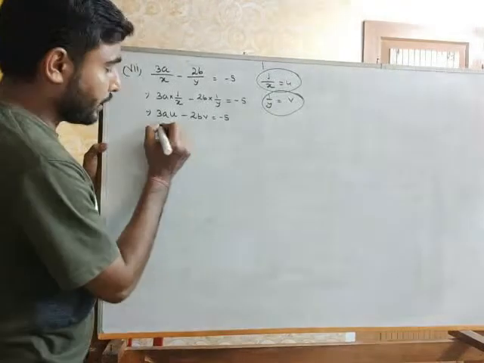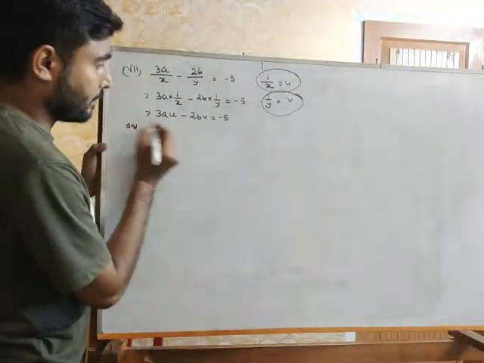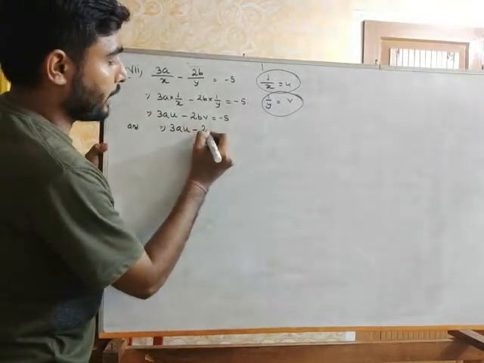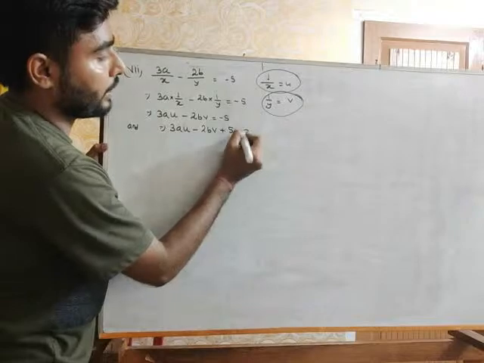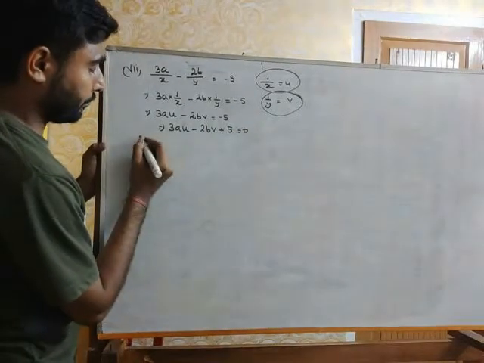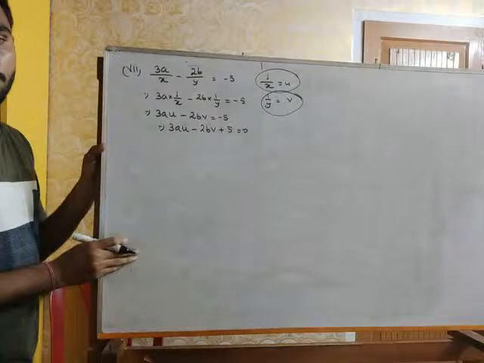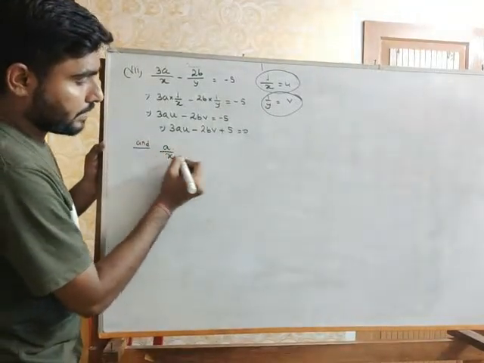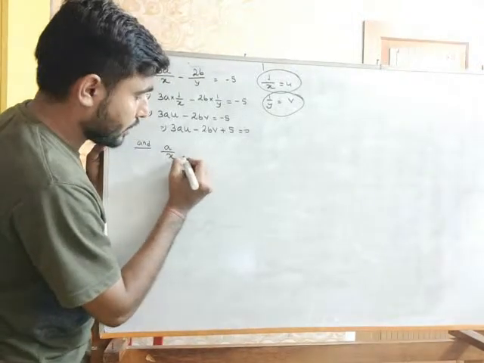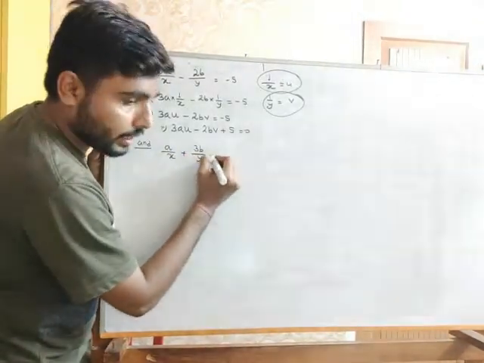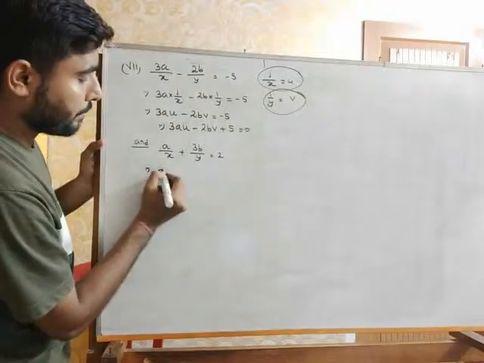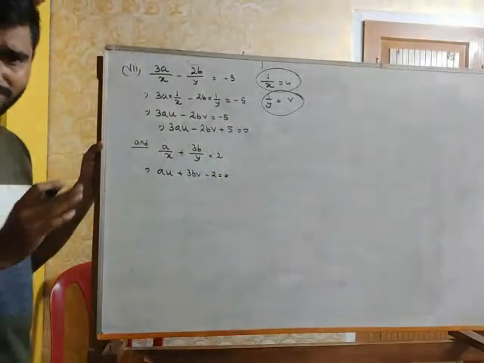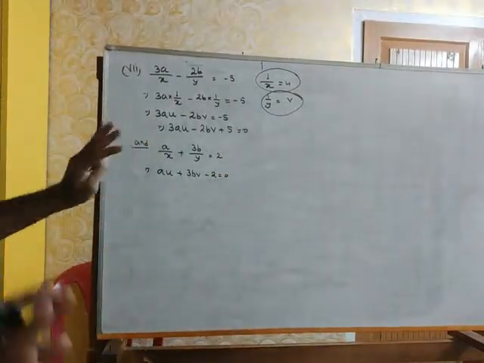So the next question is also there: a by x plus 3b by y is equal to 2. So we'll write it like this: thrice au minus twice bv plus 5 is equal to 0, and au plus 3bv minus 2 is equal to 0. I have written it a bit directly because I explained above.